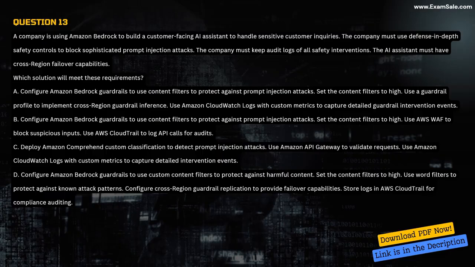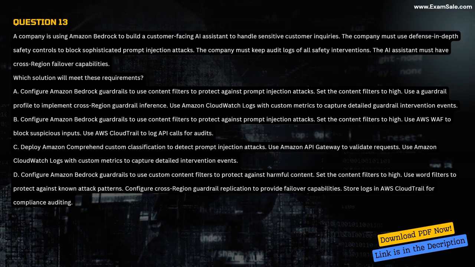C. Deploy Amazon Comprehend custom classification to detect prompt injection attacks. Use Amazon API Gateway to validate requests. Use Amazon CloudWatch logs with custom metrics to capture detailed intervention events. D. Configure Amazon Bedrock guardrails to use custom content filters to protect against harmful content. Set the content filters to high. Use word filters to protect against known attack patterns. Configure cross-region guardrail replication to provide failover capabilities. Store logs in AWS CloudTrail for compliance auditing.